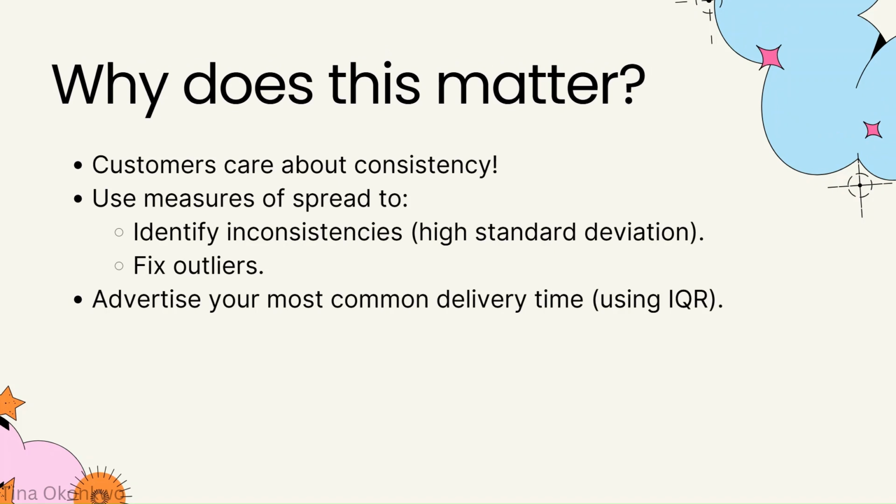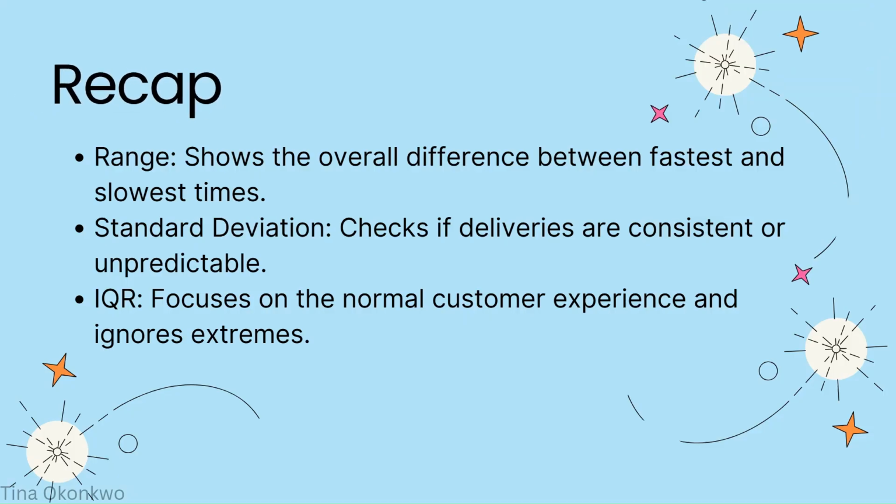By using measures of spread, you would know if your deliveries are inconsistent. That is, if you have high standard deviation, you would figure out what's causing these outliers, like the rare 2-hour delivery, and work to fix it. You would also confidently advertise your most common delivery time using IQR, which reflects what most customers actually experience. There you have it. Measures of spread helps us see the full story behind the data. They help us show where things are going great and where we need to improve.